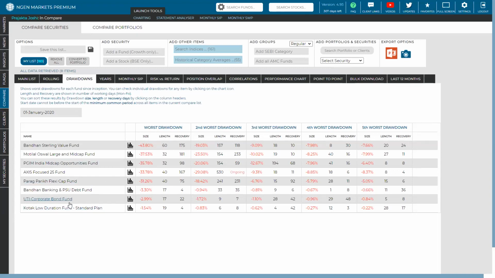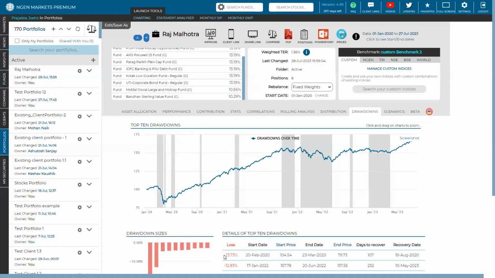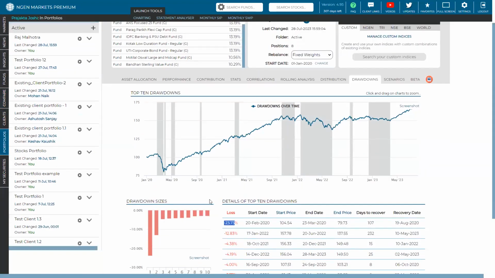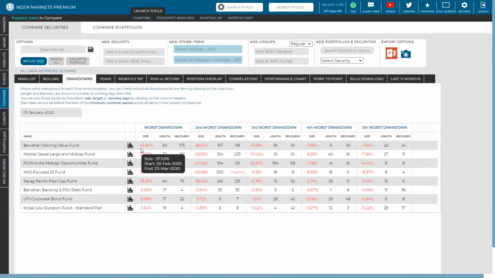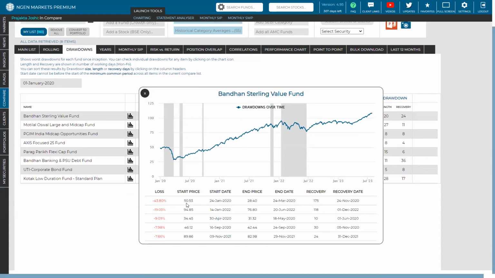In this case, Kotak Low Duration and UTI Corporate Bond, which are typically debt funds, have actually had the minimum drawdown, right? So in the overall portfolio drawdown that we were just analyzing, this 23.73, what was the contribution of debt funds towards this drawdown, and what was the contribution of the equity funds? That is exactly what is available here. In this case, Bandhan Sterling Value fell the highest. A 43% loss happened in this particular Bandhan Sterling Value fund, right? And what were the exact details of that? Just click on this particular chart, and you will see that the NAV of the fund fell from 50 rupees to 28 rupees.